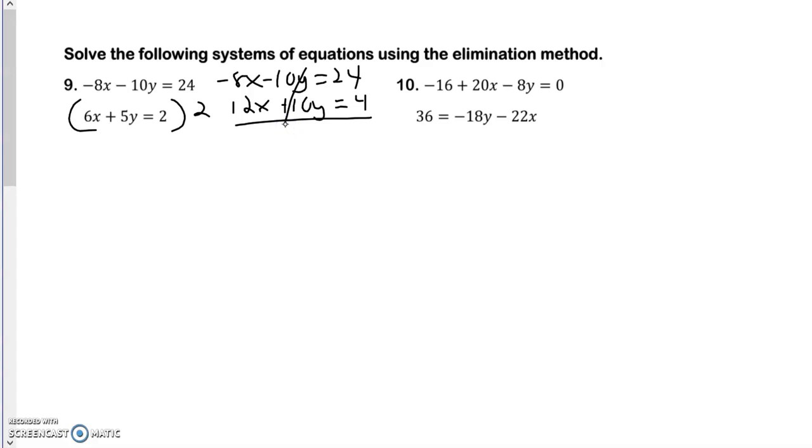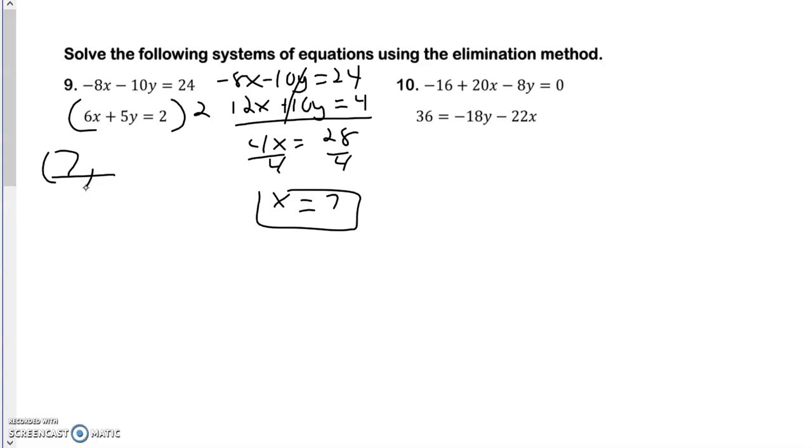So these cancel out, and I get 4x equals 28. I'm going to divide by 4, and I get x equals 7. So I'm going to come over here and put 7 on my answer key. Then I'm going to use either one of these equations. I can use the first or the second one. I am choosing to use the second one because the numbers are smaller, but if you wanted to, you can use the first one.